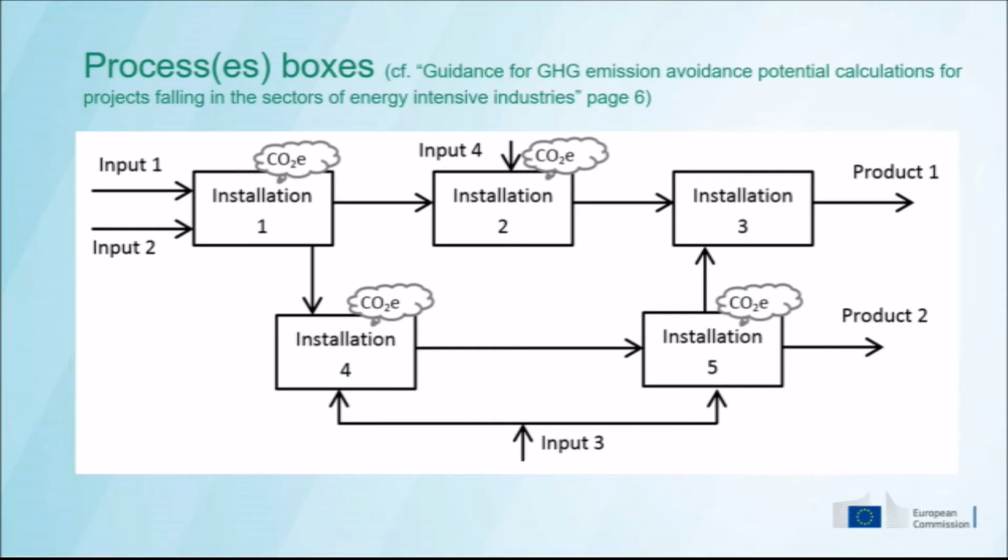So this is an overview of the process boxes. You've 5 installations, 2 products, a number of inputs. It's a pretty self-explanatory schematic. You've some CO2 emissions from various installations. I know this may look extremely basic, but it's a very, very good idea to have this type of an approach before you get into massive detail, because without clarity at this level, you're going to get stuck very, very quickly. So if we can move on to the next slide, please.